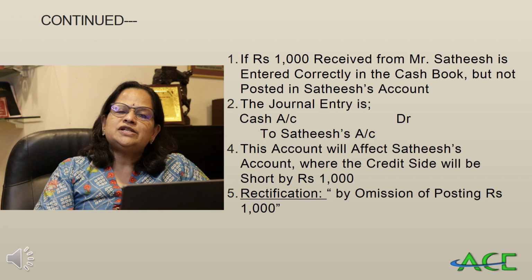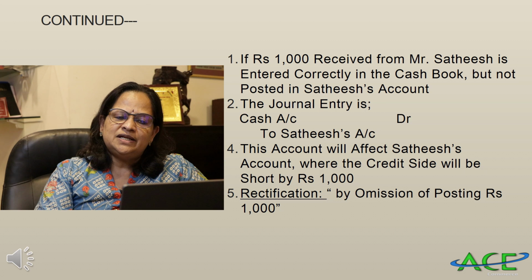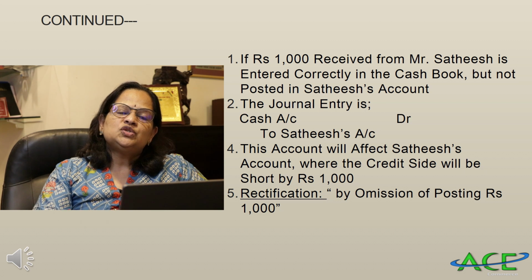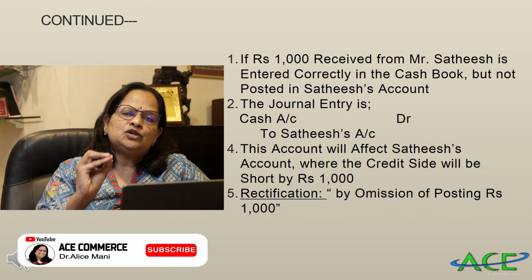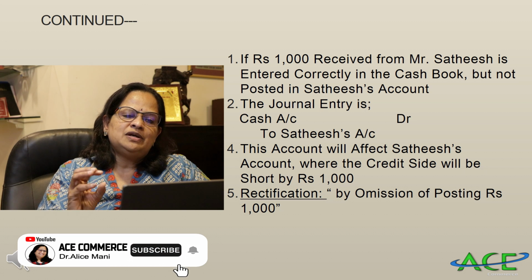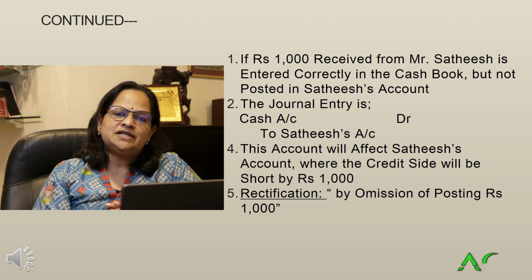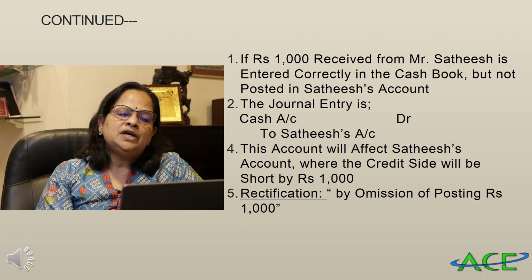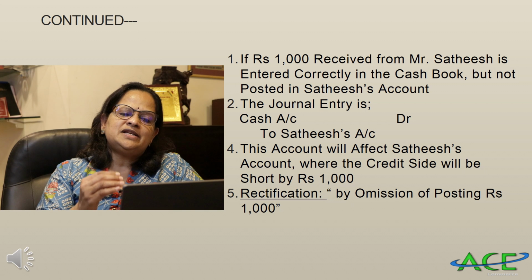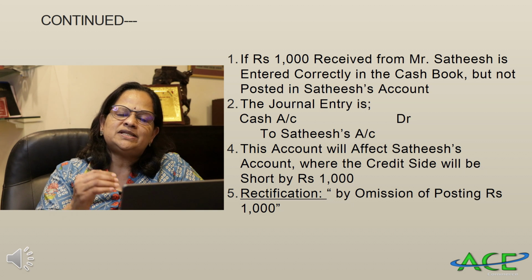If rupees 1000 received from Mr. Satish is entered correctly in the cash book, but not posted in Satish's account, how will you correct that? Rupees 1000 received from Satish: in the cash account it's entered correctly, but in Satish's account it is not entered. So it is a one-sided error. Now the actual journal entry is cash account debit 1000 to Satish's account 1000.